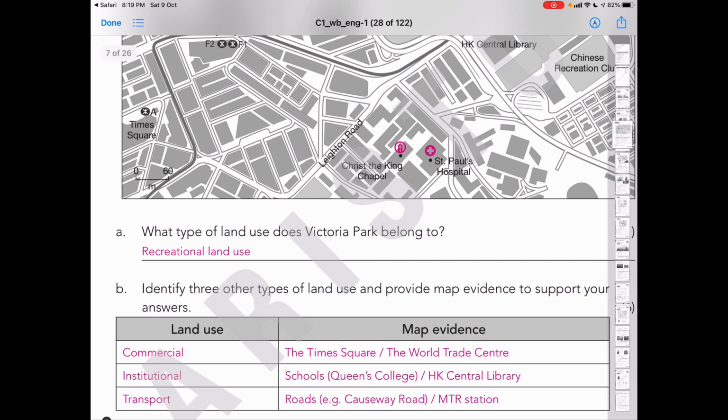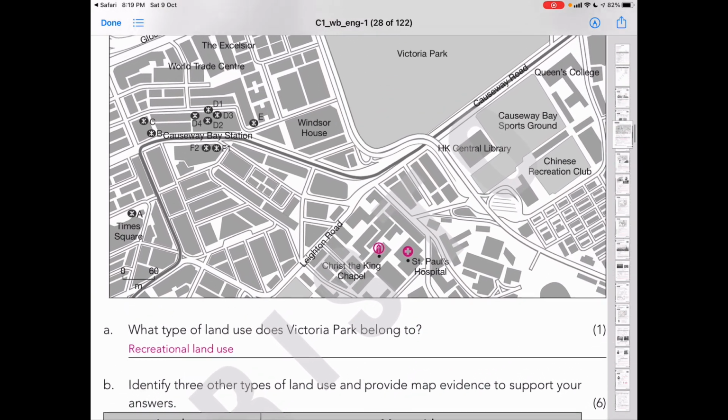Institutional land use is mainly by the government or by different associations, like a church, like the Christ the King Chapel, St. Paul's Hospital, Hong Kong Central Library. Someone said Hong Kong General Library. I don't know why. Anyway, institutional land use will include mainly government land use or social organization land use. Okay, how about transport? Transport is mainly the MTR station, the tramway, and so on and so forth.